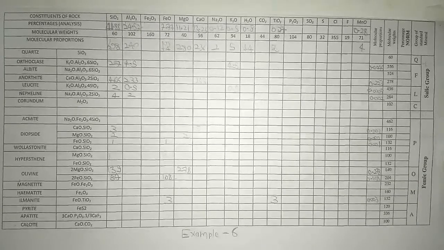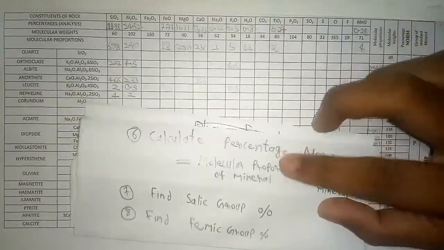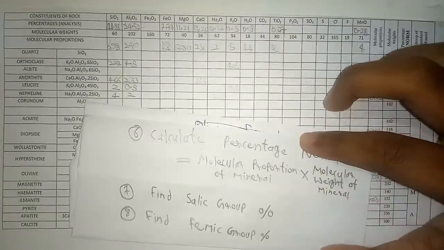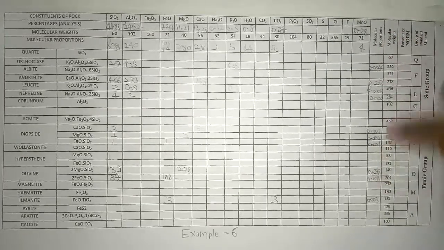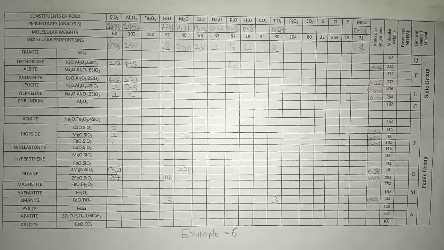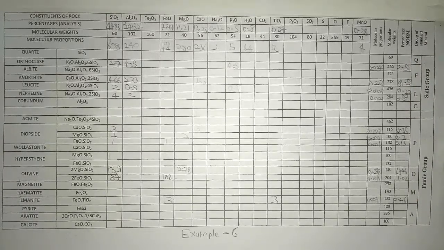So now the sixth step is the calculation of percentage norm: molecular proportion of mineral into molecular weight of mineral. So this is the molecular proportion of minerals, and this is the molecular weight of minerals. So we just have to multiply this, and I will multiply and calculate it, and I will write it. So I have calculated the values and noted them down here. The first value is 2.5, then 64.5, then 0.22, then 0.57, then 0.35, then 0.2, then 0.13, then 19.46, then 11.02, and then at the last is 0.46.